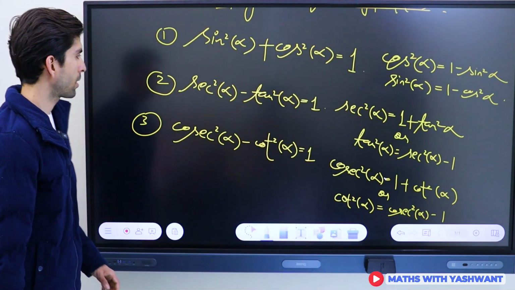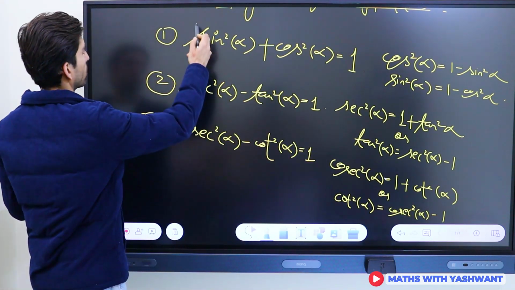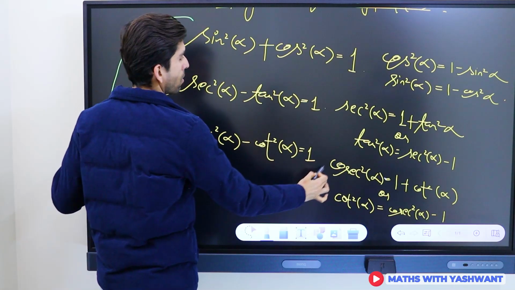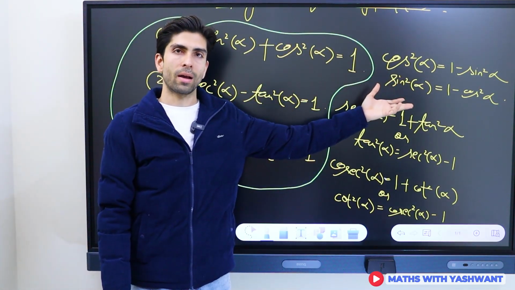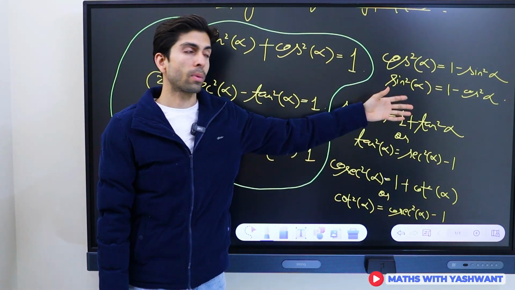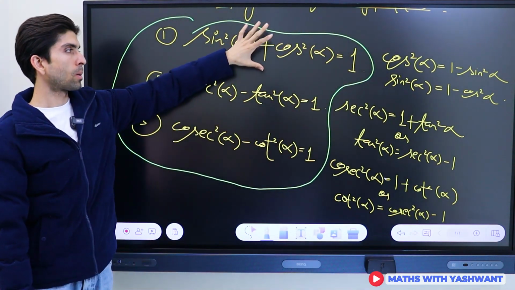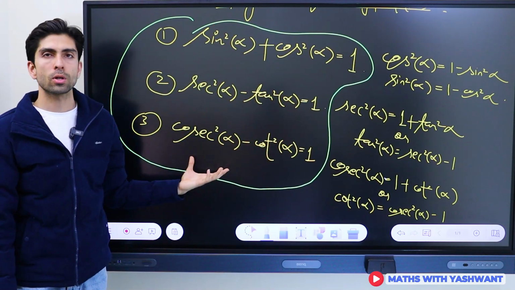So you have to memorize all these three in their original form. The other forms can be expressed at the time of solving questions, but these three are the base form. You have to memorize all these three identities in their original form.